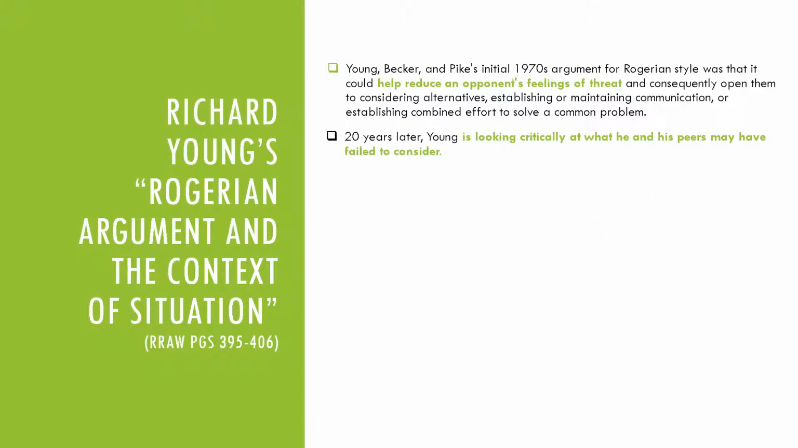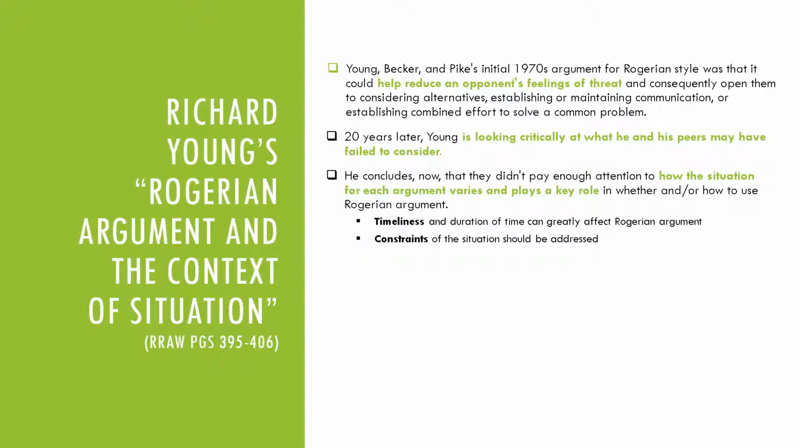The article that you just read, Richard Young published 20 years after he and his colleagues came out with this theory and introduced it to writing teachers, essentially. And so he's looking back after 20 years and looking critically at their own theory and how they applied it to writing studies. He concludes that one thing they did not do well was they didn't pay enough attention to how the situation for each argument varies and can play a role in whether or not you should use Rogerian argument, or how you use it, and whether or not it could be effective.